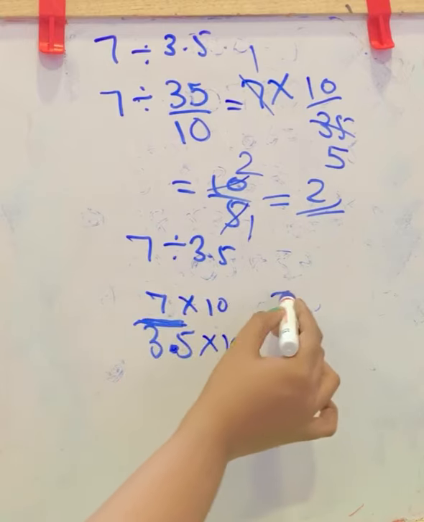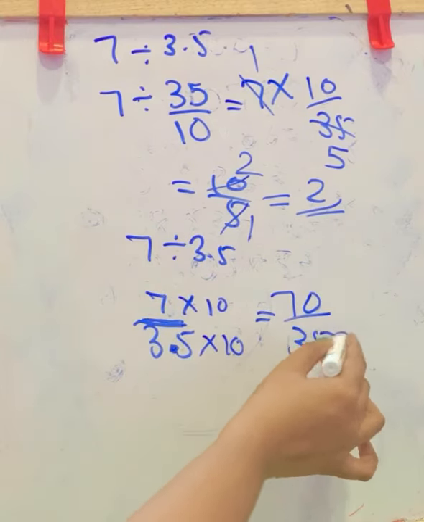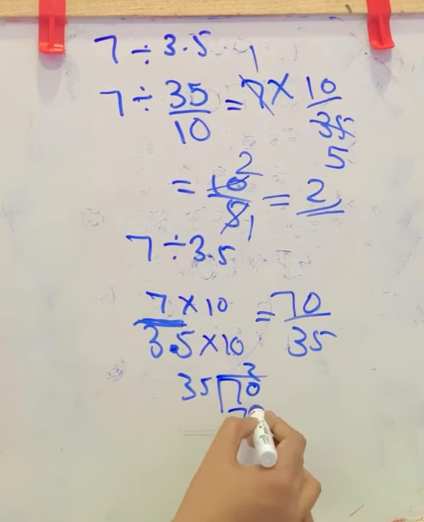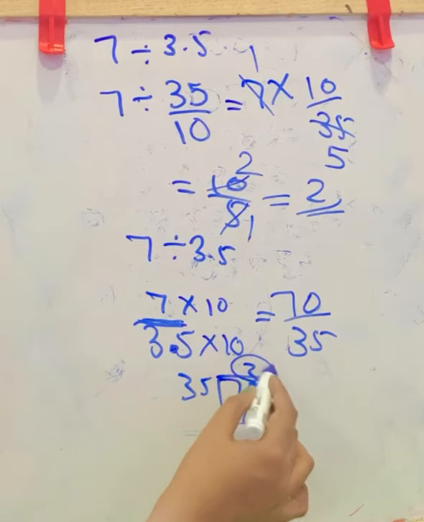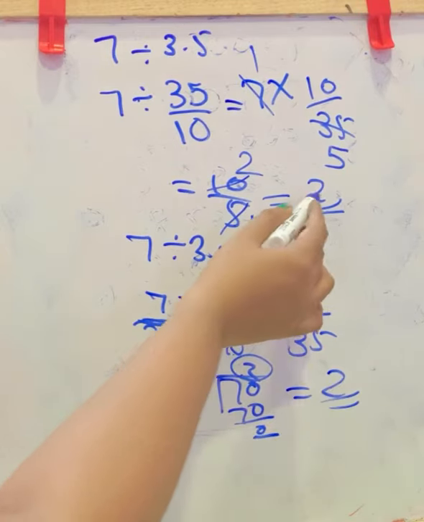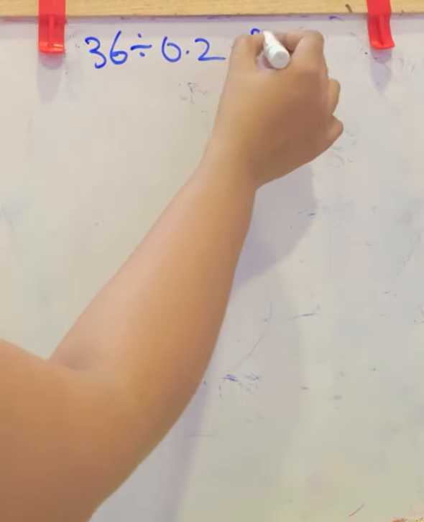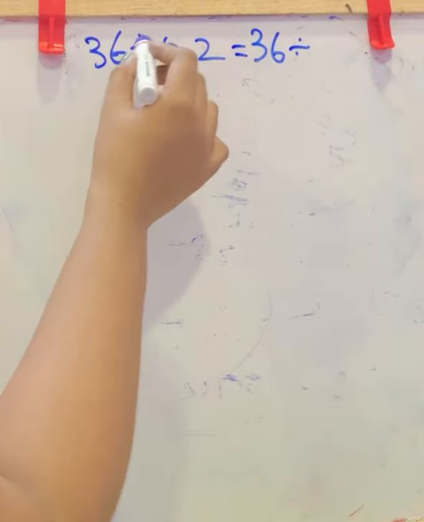So this becomes 70 by 35. 70 division 35, that you can do by long division method. 35 2s are 70, 0. So the quotient is 2, that we got here, 2. Next is 36 division 0.2. This can be written as 36 division 0.2.